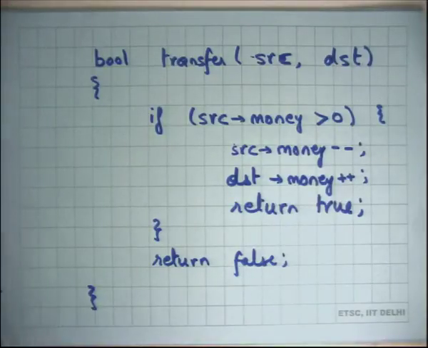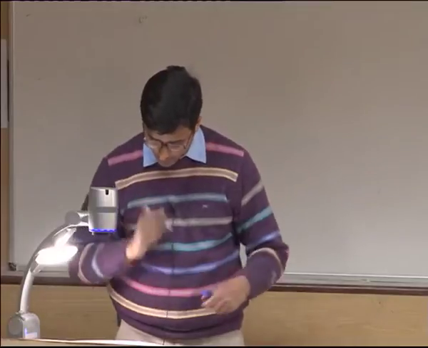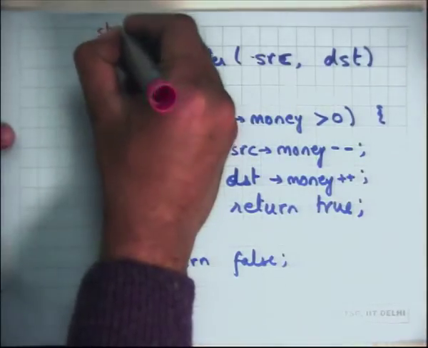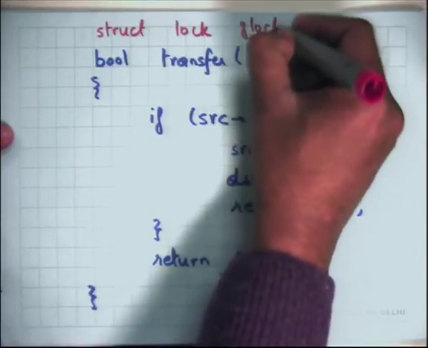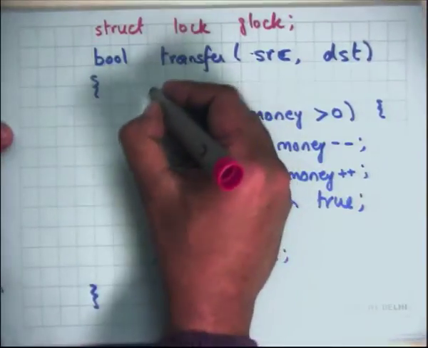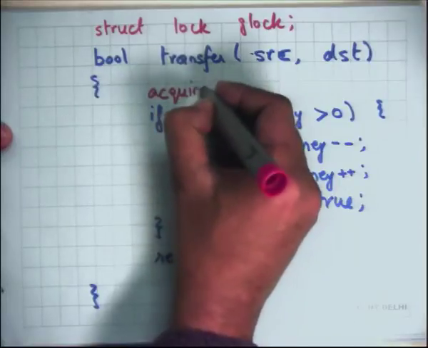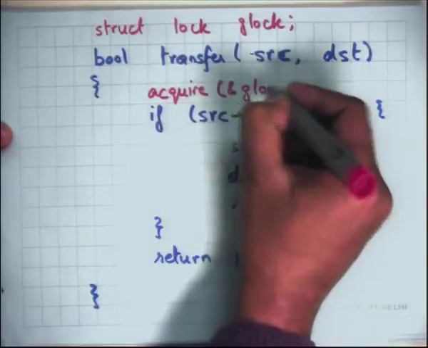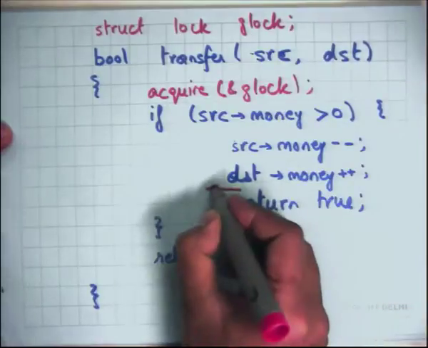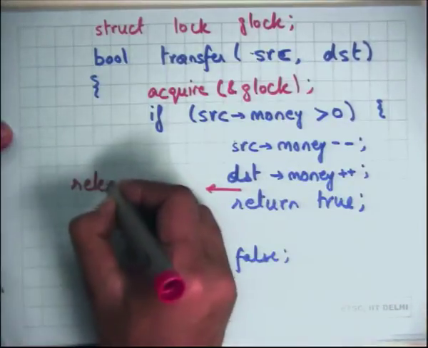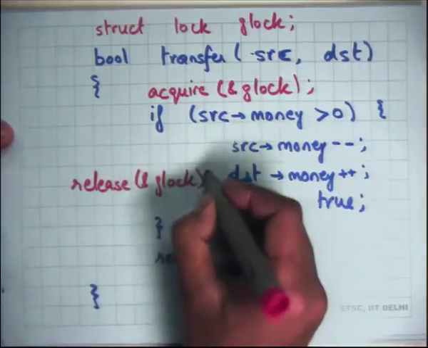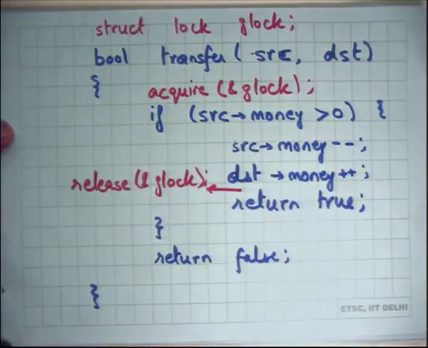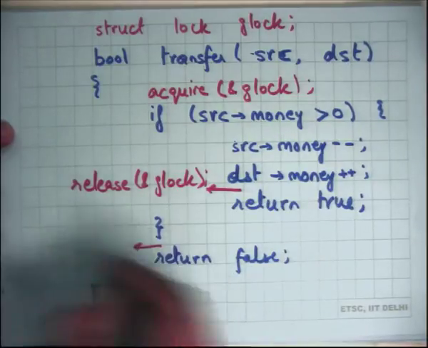You'll use a lock, of course. Let's say one way to use a lock is I define struct lock g_lock. Once again, it's a global lock, and I just say acquire g_lock and release g_lock. Is this okay, or do I need to do something else? One more, yeah. I need to put a release g_lock here.